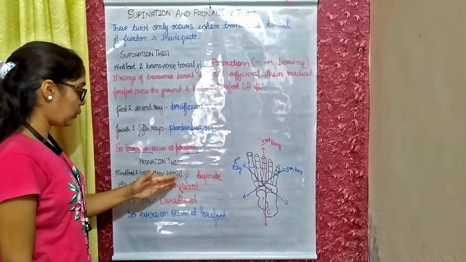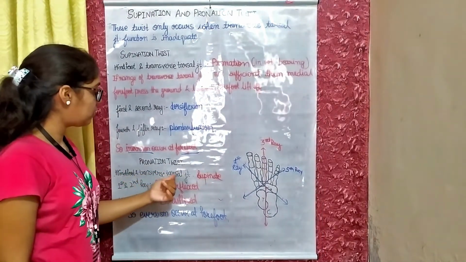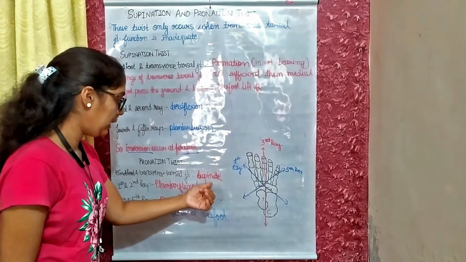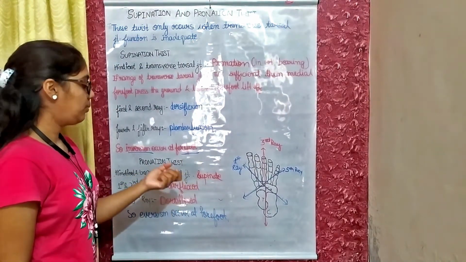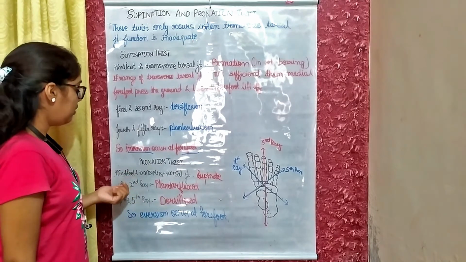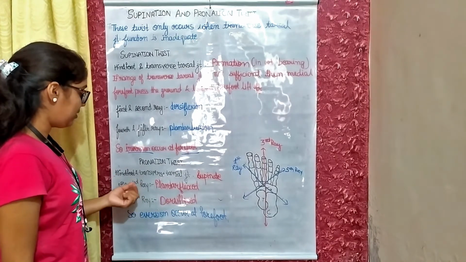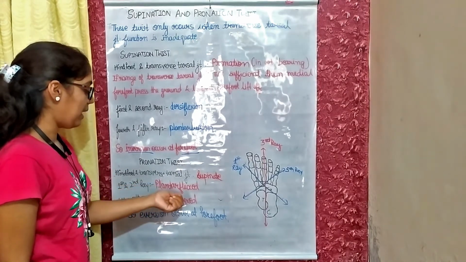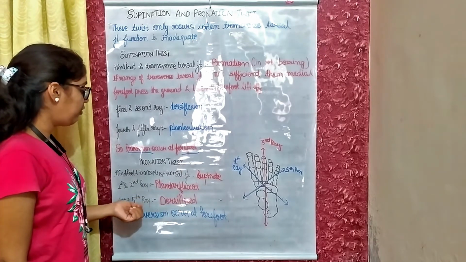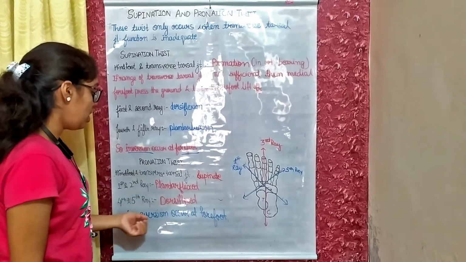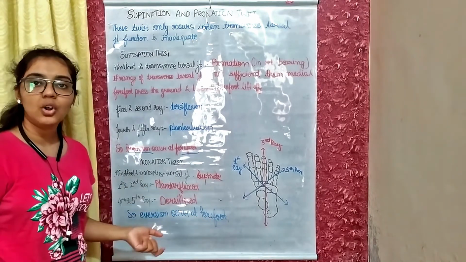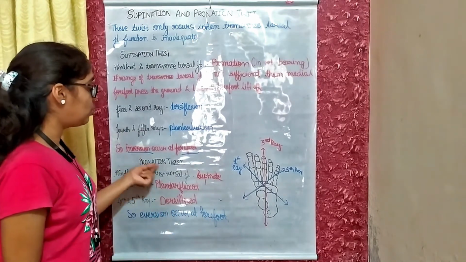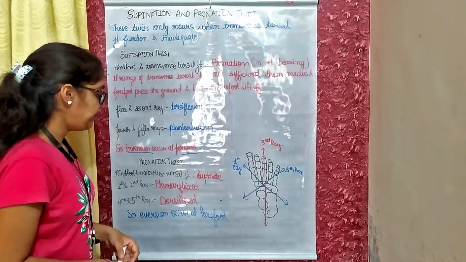In pronation twist, the hind foot and transverse tarsal joint will supinate. When the transverse tarsal joints are not working properly, to compensate this, the first and second ray will plantar flex and the fourth and fifth ray will dorsiflex. So, eversion occurs at the forefoot, or pronation occurs at the forefoot, and that is known as pronation twist.